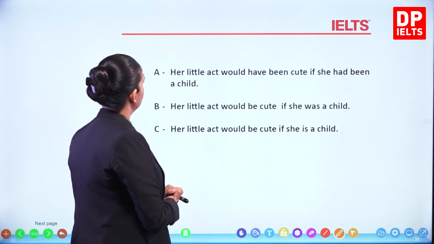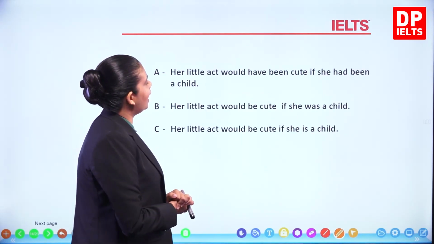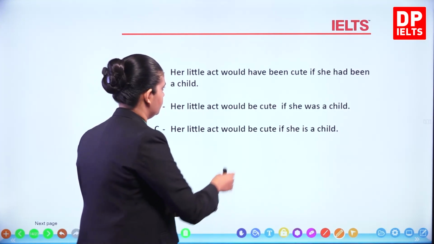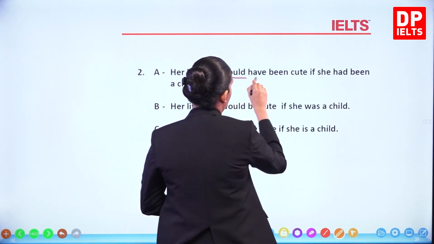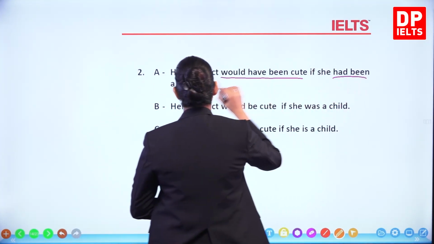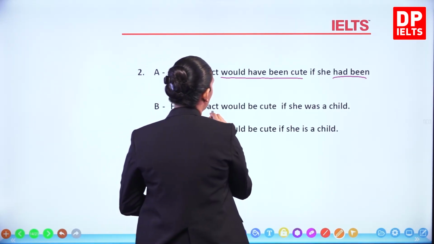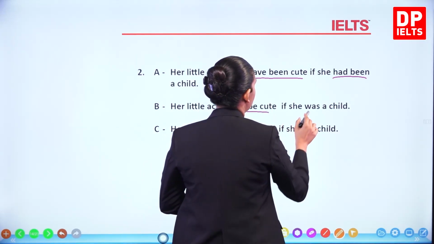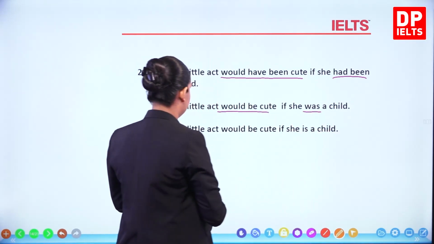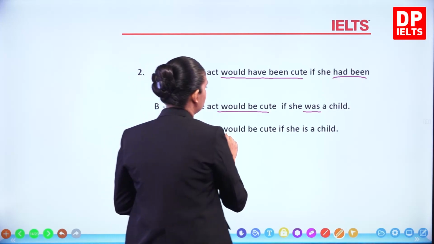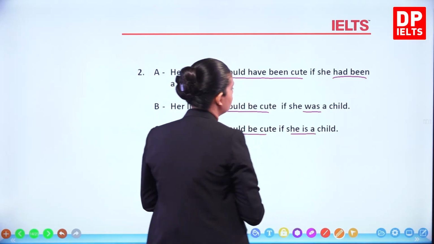Next one. Her little act would have been cute if she had been a child. Her little act would be cute if she was a child. Her little act would be cute if she is a child.